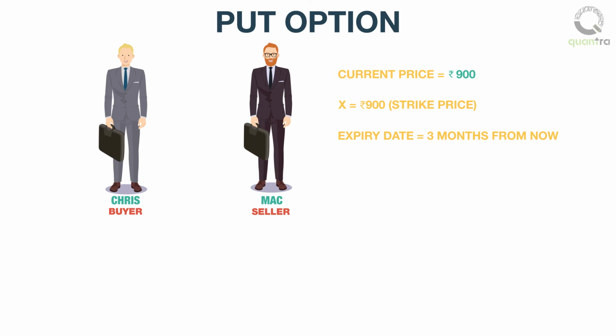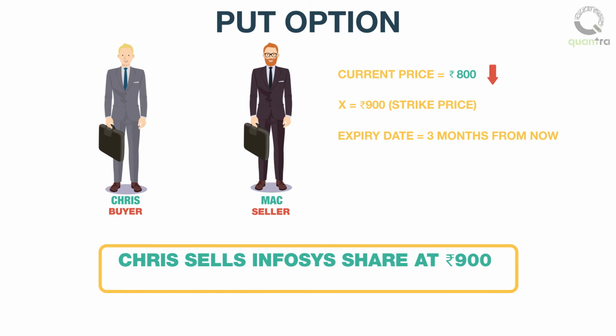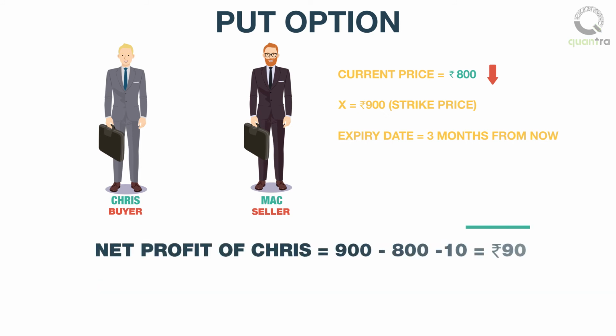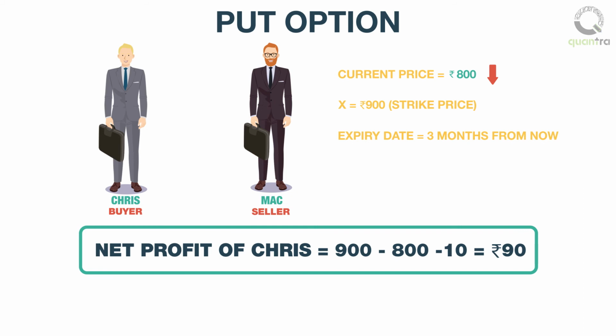Now, let us understand the effect of the underlying price on the profit and the loss for both Chris and Mac. Suppose the stock price drops to 800 rupees. In this case, Chris buys the stock from the stock market at 800 rupees, and sells it to Mac at 900 rupees, the strike price. According to the agreement, Mac is obligated to purchase the stock of Infosys at 900 rupees from Chris. Mac then goes to the stock market, and sells the Infosys stock at 800 rupees. So, the net profit for Chris is 90 rupees, that is 900 rupees minus 800 rupees minus the premium paid at 10 rupees. Similarly, the loss for Mac is 90 rupees.